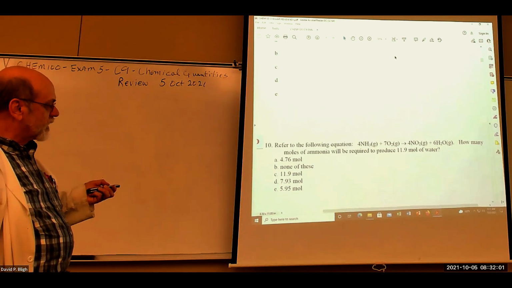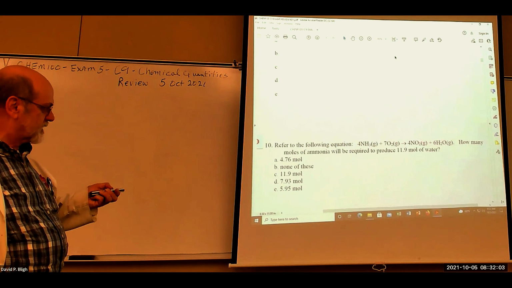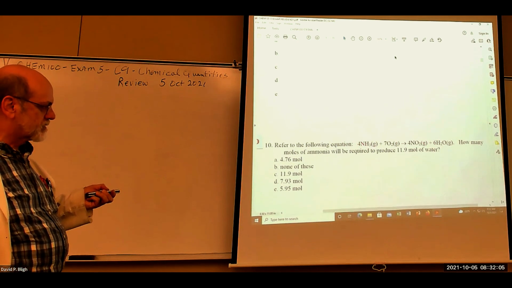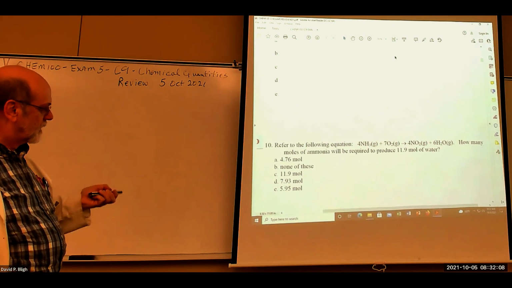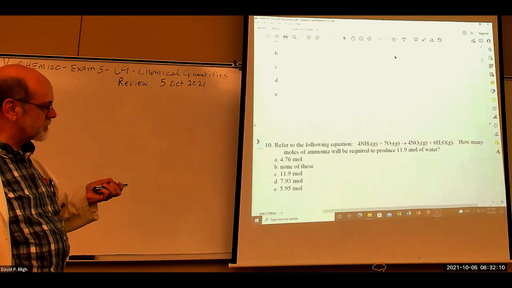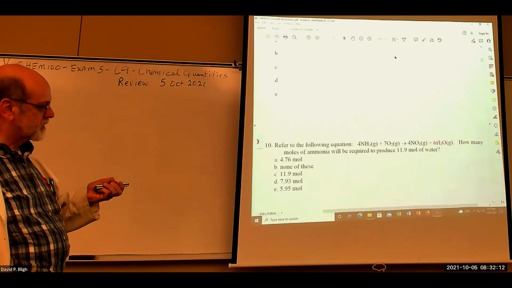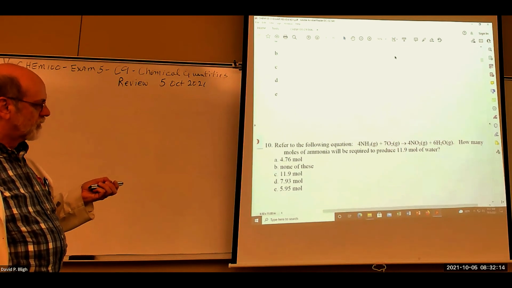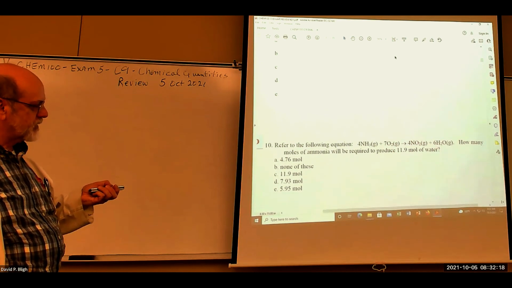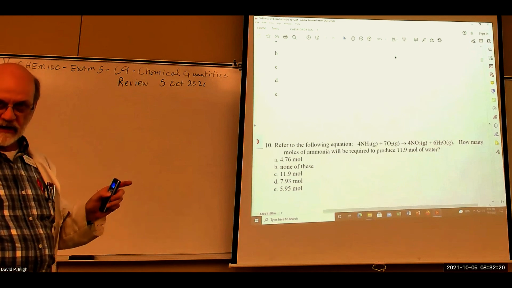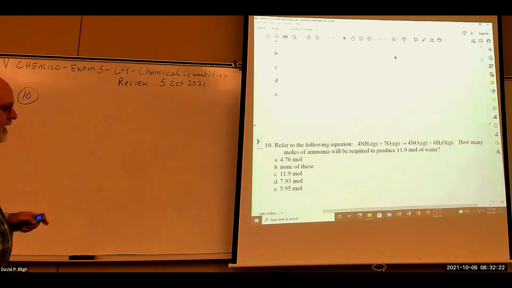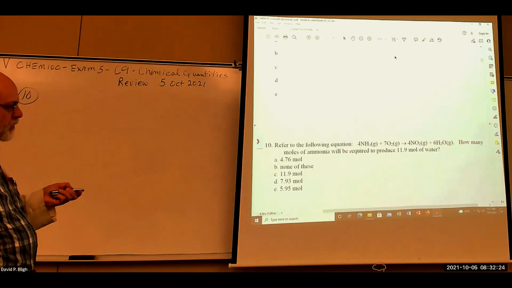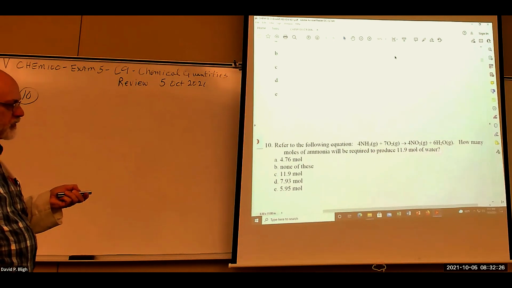Okay, refer to the following equation. Looks like it's balanced. Let's see. 4 nitrogens, yep. 12 hydrogens, 2 times 6 is 12 hydrogens. There you go. 14 oxygens: 8 oxygens here and 6 oxygens there, 14 oxygens. We're balanced. How many moles of ammonia would be required to produce 11.9 moles of water?